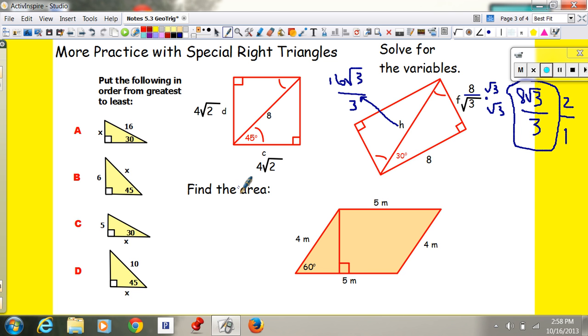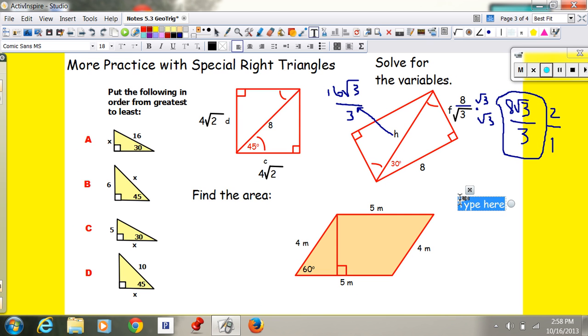This example says to find the area. In order to find the area, we need the base times the height. So in this figure, the area equals base times height. And actually, let me put that in there. Base times height is our area. And we have the base is 5. So we already know the base. We just need to find the height.